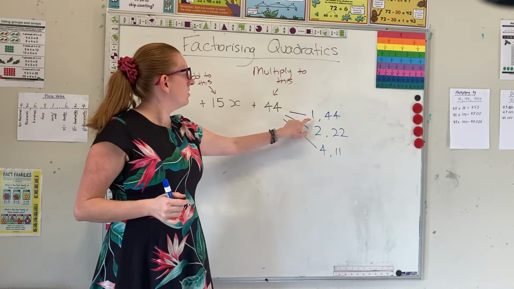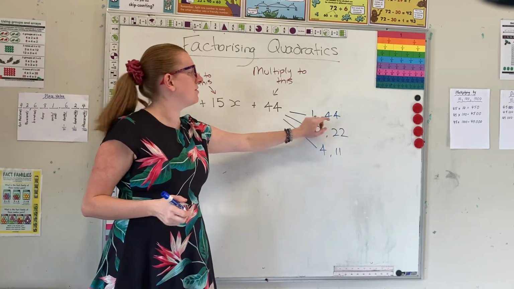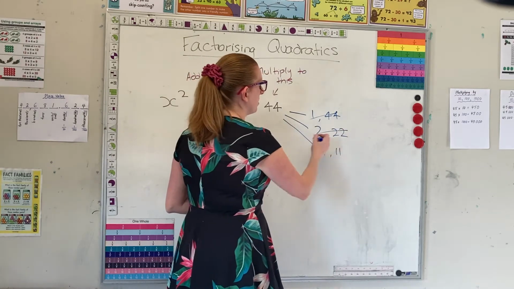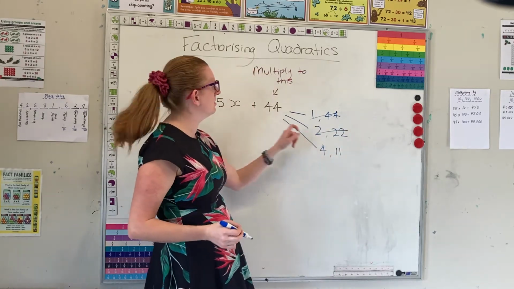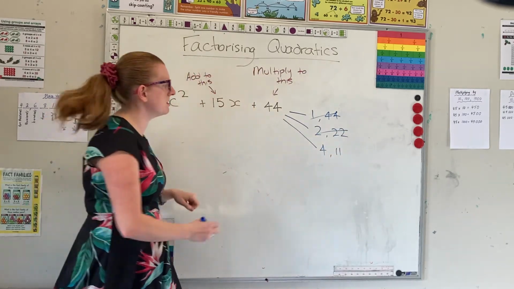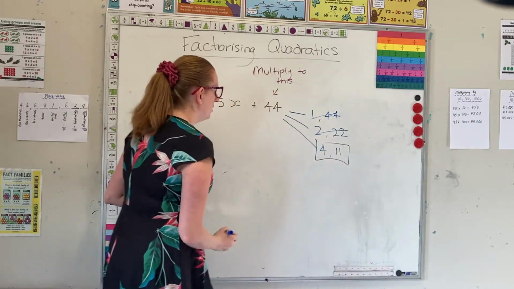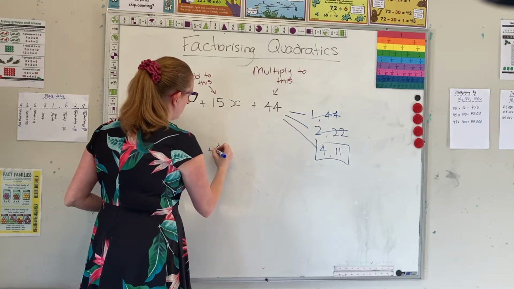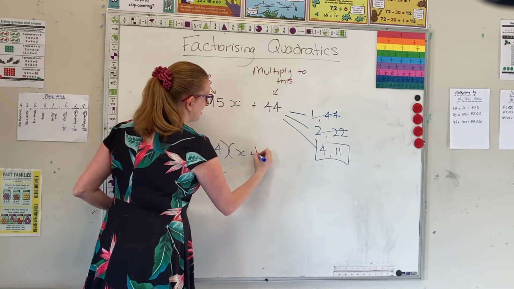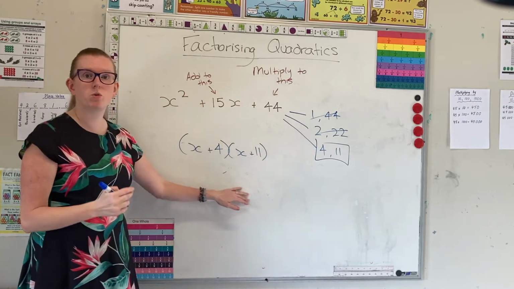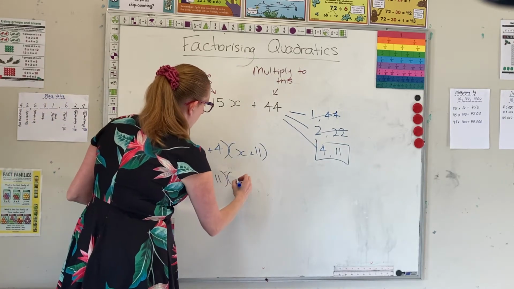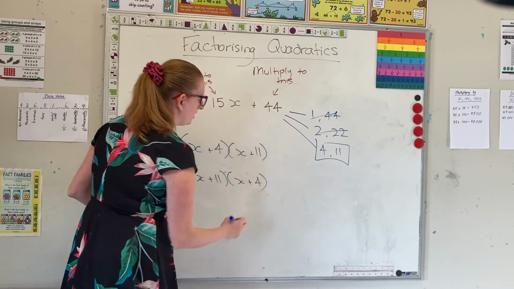Okay, so 1 plus 44 gives us 45, so it can't be that one. 2 and 22 gives us 24, so it can't be that one. 4 and 11 gives us 15, so it's this one. So we've got x plus 4, x plus 11. Now it doesn't actually matter which order you write your brackets in. You could write it as x plus 11, x plus 4. It really doesn't matter.